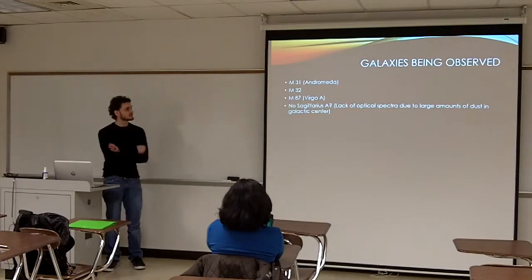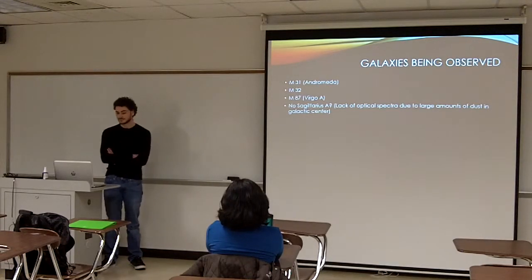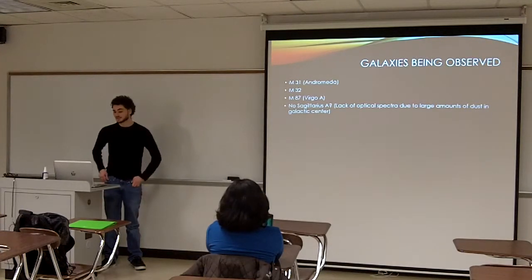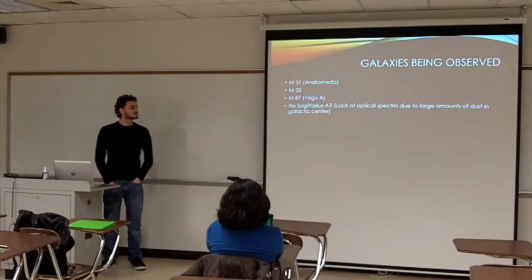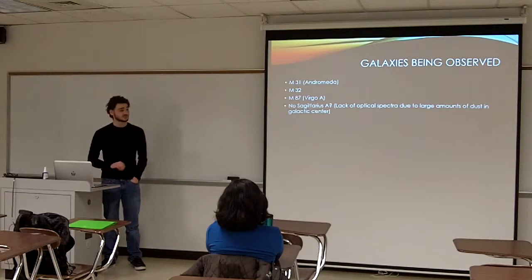Now, the galaxies I am observing are M31 Andromeda, M32, a satellite of Andromeda, and M87, which is the brightest source of the Virgo cluster. Now, I'm sure many of you are wondering, why not use the nearest black hole? But there is startlingly little, even radio spectral data for it, and obviously no optical data due to the large amount of dust in between us and the galactic center. So unfortunately, I could not use that one. So M31, M32, and M87 are going to be the three galaxies that I am looking at today.